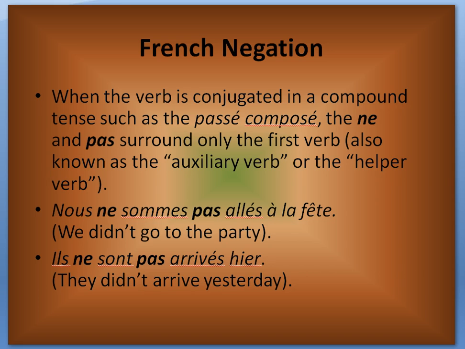Similarly, in the second example, ils ne sont pas arrivés hier. Ils is the subject, sont is the conjugated form of the verb être, and arrivés is the past participle of arriver. So, ne comes before sont and pas comes after sont. Ils ne sont pas arrivés hier, the rest of the sentence.